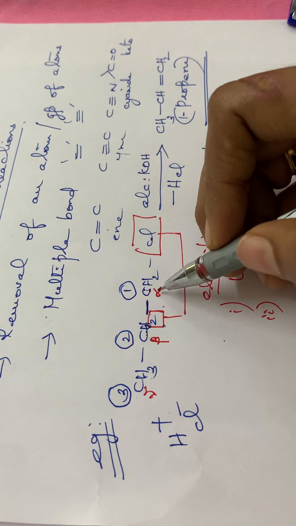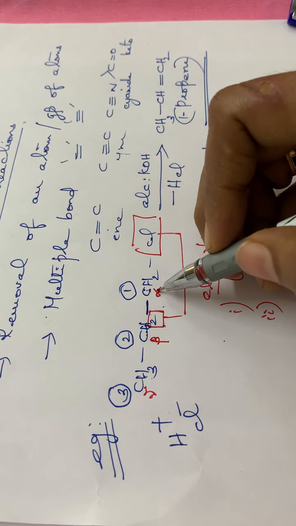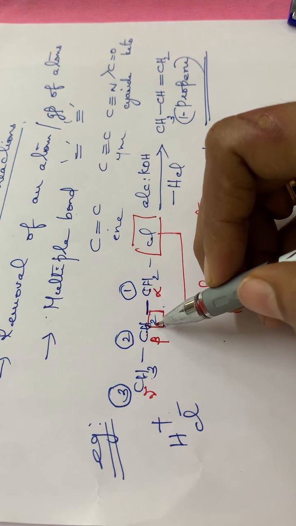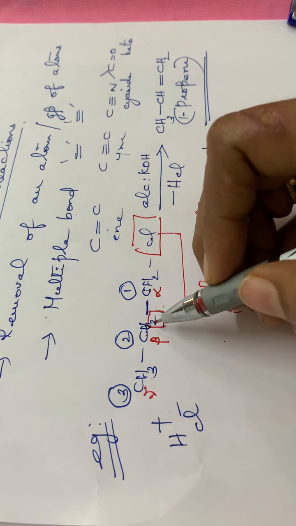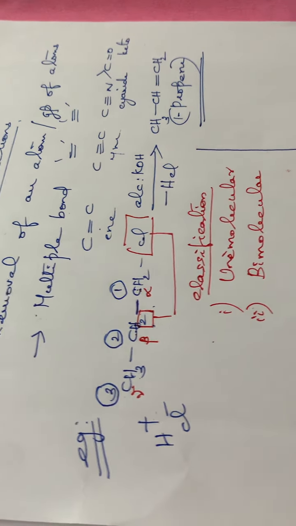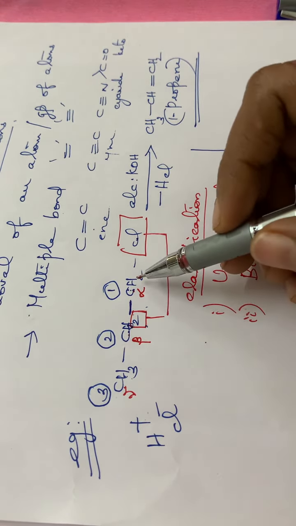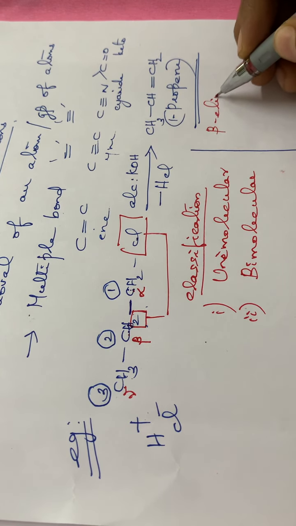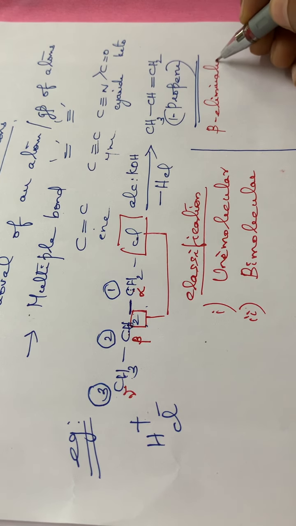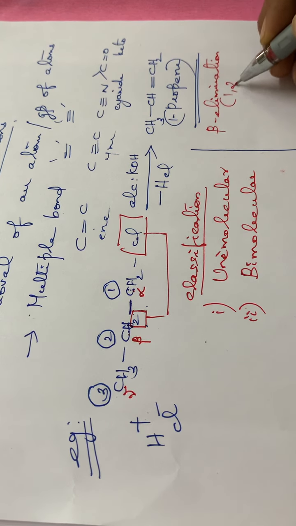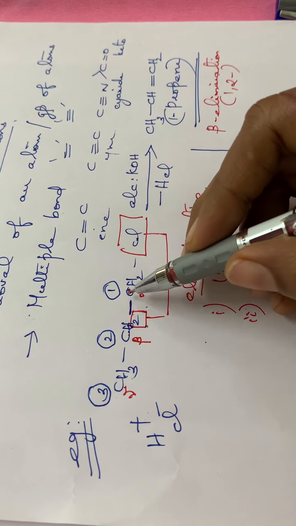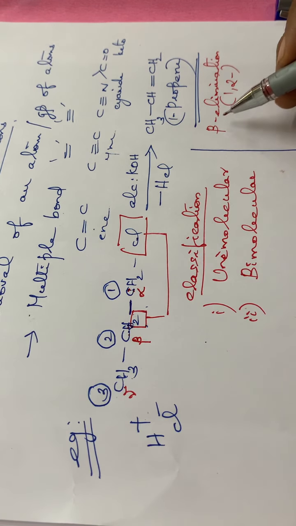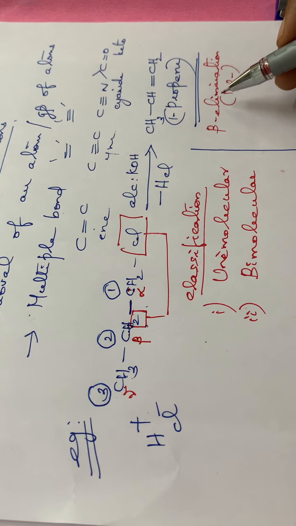Here elimination is taking place from the alpha carbon, that is, the chlorine atom is eliminated from the alpha carbon and hydrogen is eliminated from the beta carbon, isn't it? Simply, we can say that it is a beta elimination or 1-2 elimination. 1-2 is the numbering of the carbon atoms. From carbons 1 and 2 elimination takes place, or it is otherwise called beta elimination.